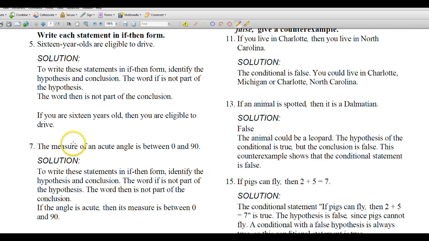Number 7, the measure of an acute angle is between 0 and 90. So notice what we did here to change it to if-then form. If the angle is acute, then its measure is between 0 and 90.